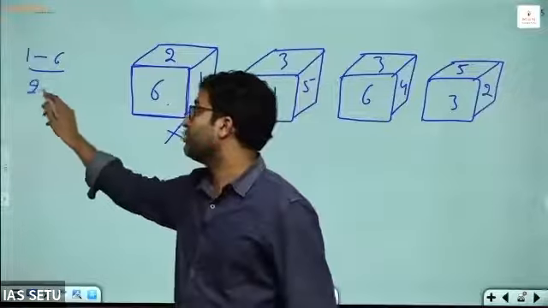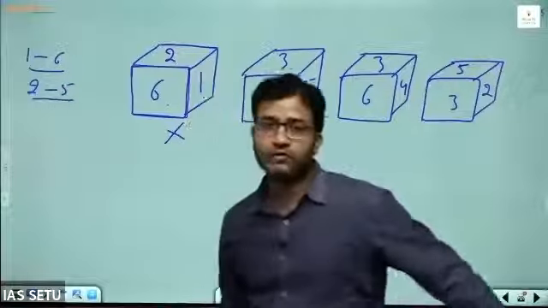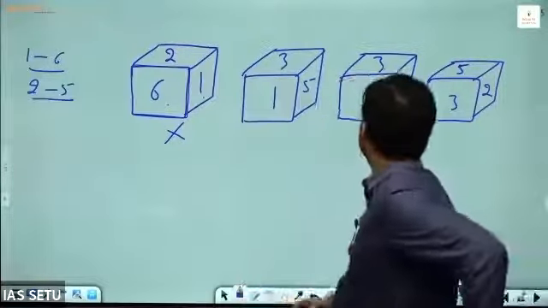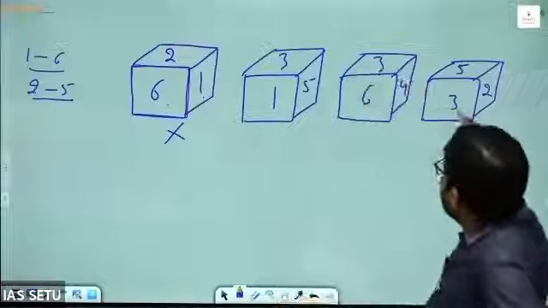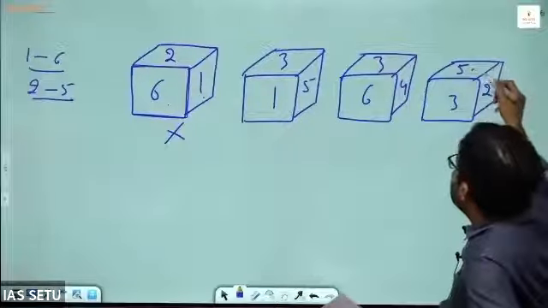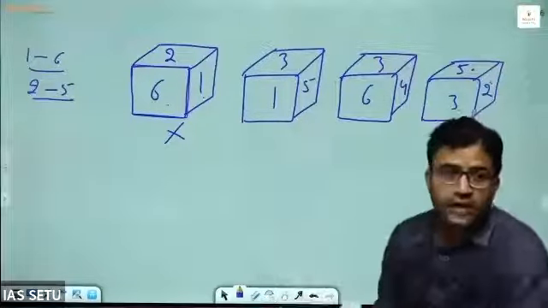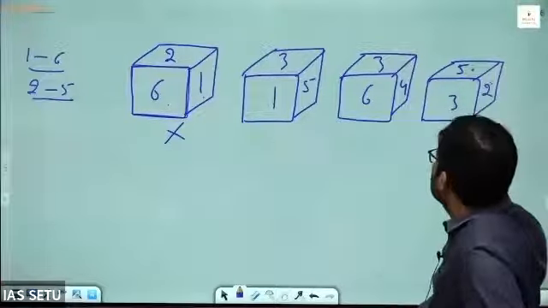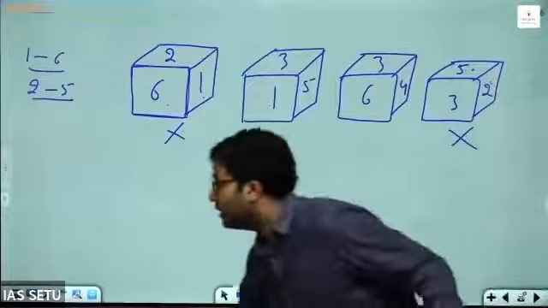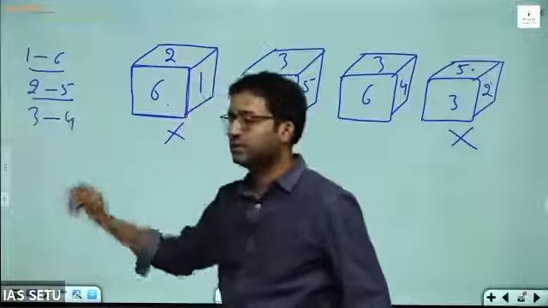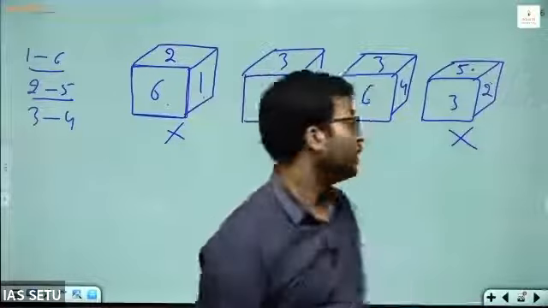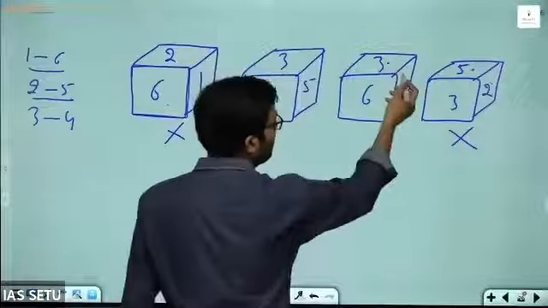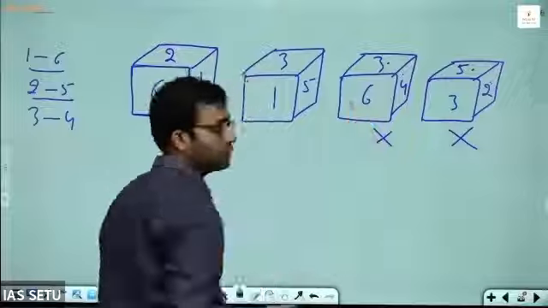Similarly, I need 2 and 5 opposite. If in case 2 and 5 are adjacent, it will be wrong. Like the fourth figure, opposite of 3 is okay, but here 5 and 2 are adjacent. I need 5 and 2 opposite to satisfy this question. Similarly, 3 and 4 opposite, then only it is 7. Here, third figure, 3 and 4 are adjacent, so it will contradict.